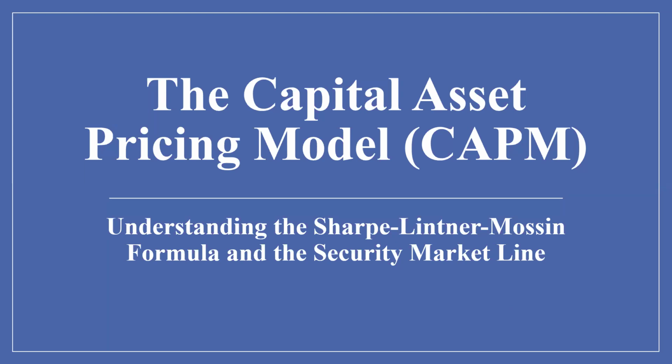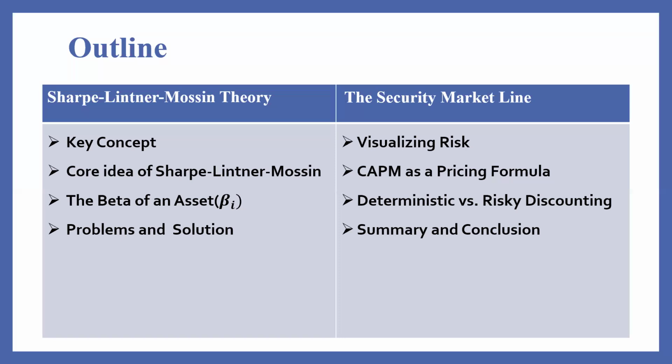Let me briefly outline what I will cover. First, I will explain the core theory of CAPM. Then I will discuss beta and risk measurement. After that, I will explain the security market line with graph interpretation. And finally, I will show how CAPM works as a pricing model.